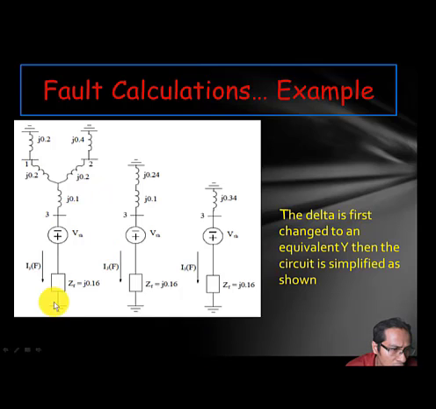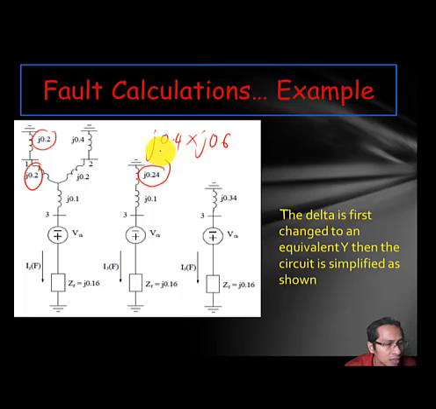So from this circuit, we have to simplify further. This one in parallel with this one becomes this value: j0.4 times j0.6 over j1, so equal to j0.24, same as this value. So this one we just add together, j0.24 plus j0.1 becomes j0.34. This is Z Thevenin.